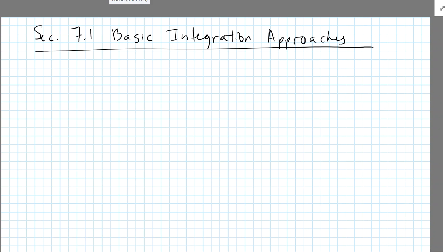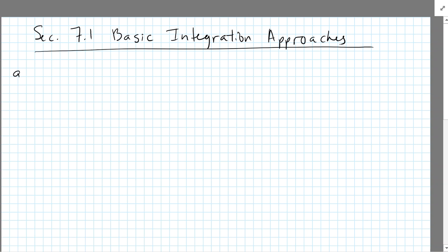Okay, in this lesson we're going to start chapter 7. We don't do all of chapter 7, we just do some basic stuff in it. And the first section is basic integration approaches, which is important because it's going to review some of the things you've learned and show you how they can trick you by making them all look very similar, but you have to see the subtle differences. So I'm going to give you 4 examples.